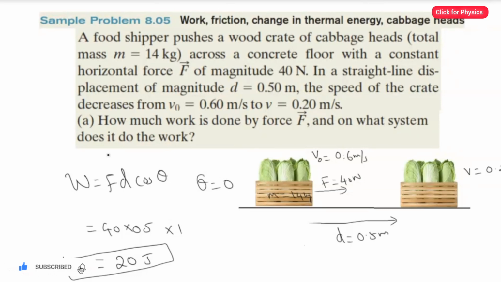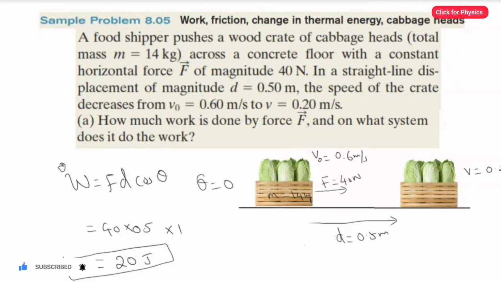That means here the work is done on the crate-floor system. That means the wood crate as well as the floor, because of the friction, its energy changes. Clear? So for that we have to give the answer. Therefore, the system on which the work is done is the crate-floor system, because both energies change.